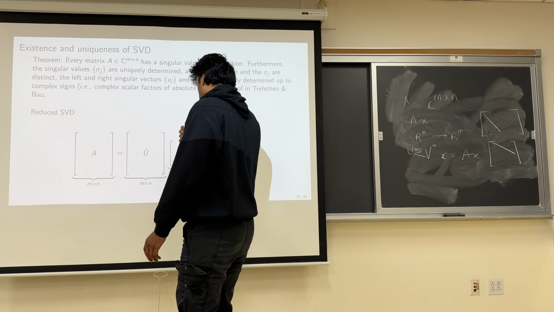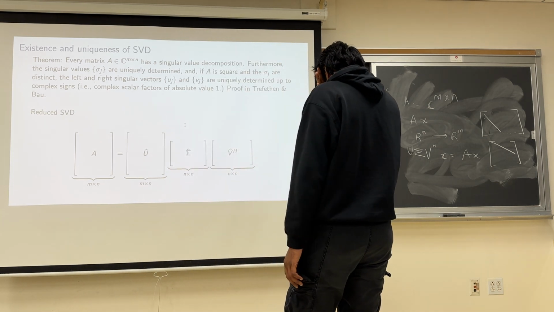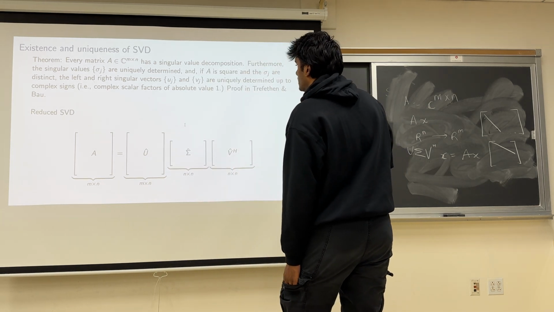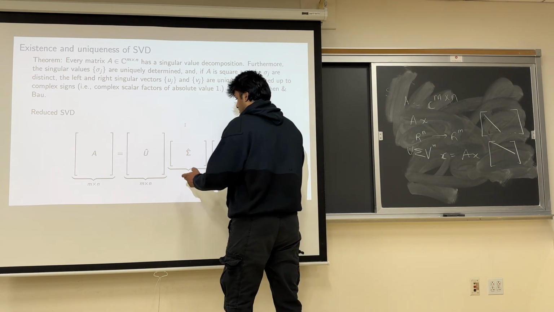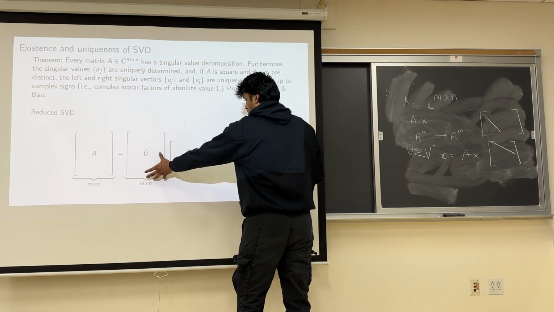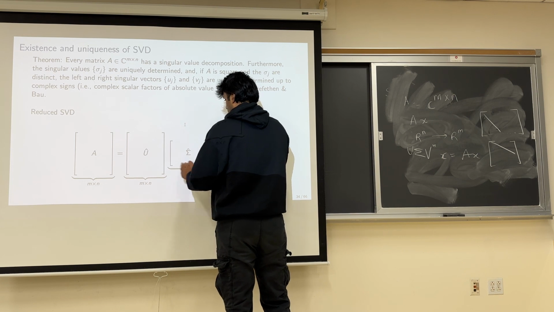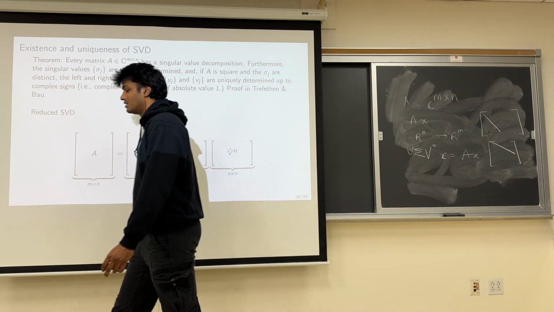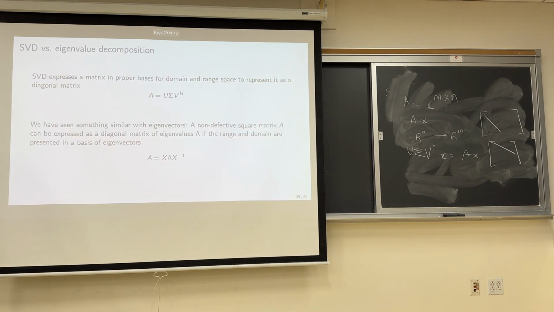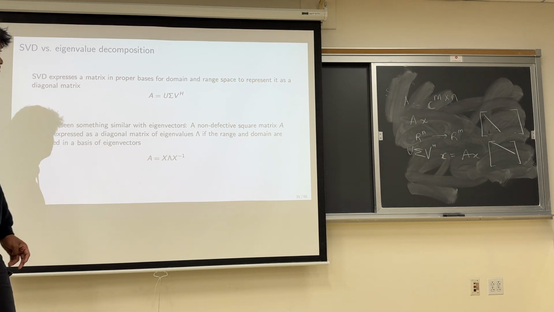So the reduced SVD, what is a reduced SVD? Instead of this being a square matrix, we just reduce it. This is just the reduced SVD. It's nothing too big here. SVD versus eigenvalue decomposition. Okay.